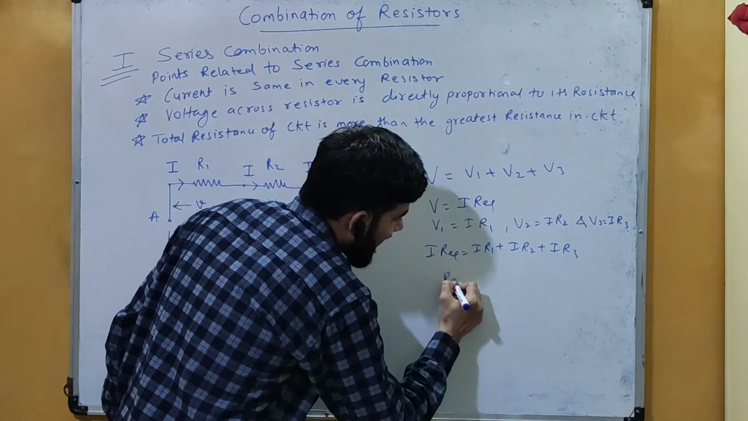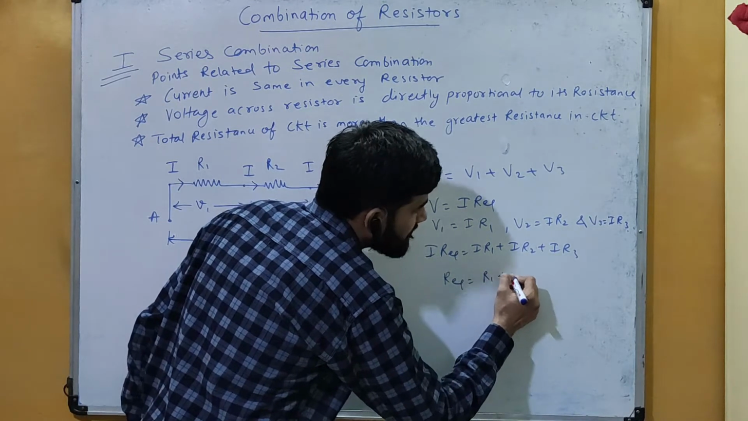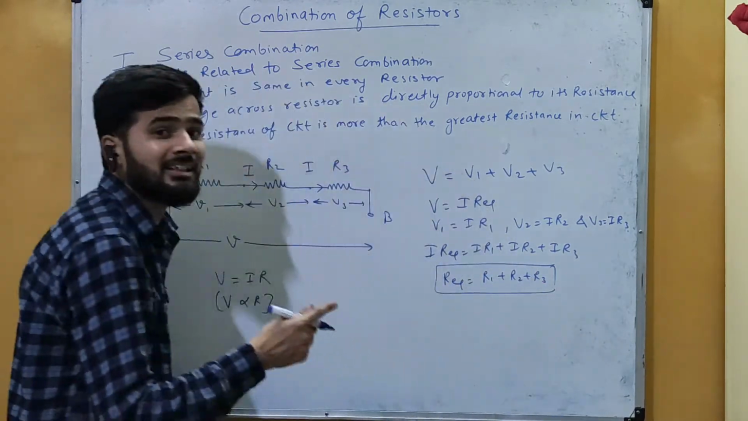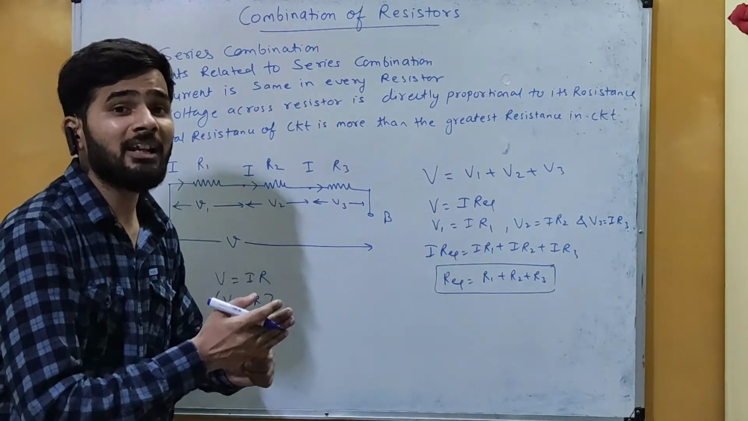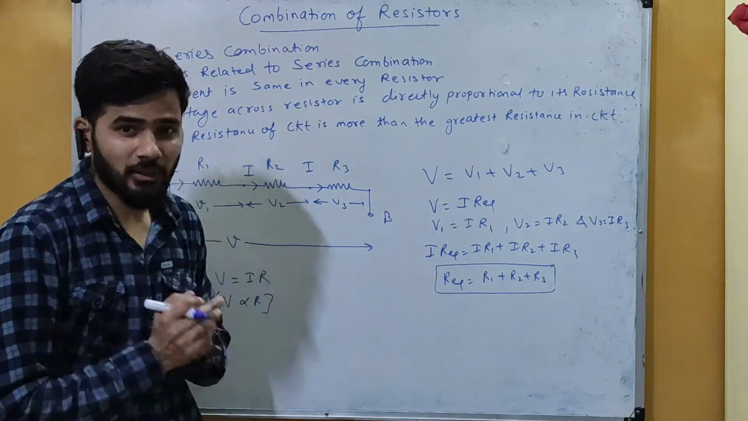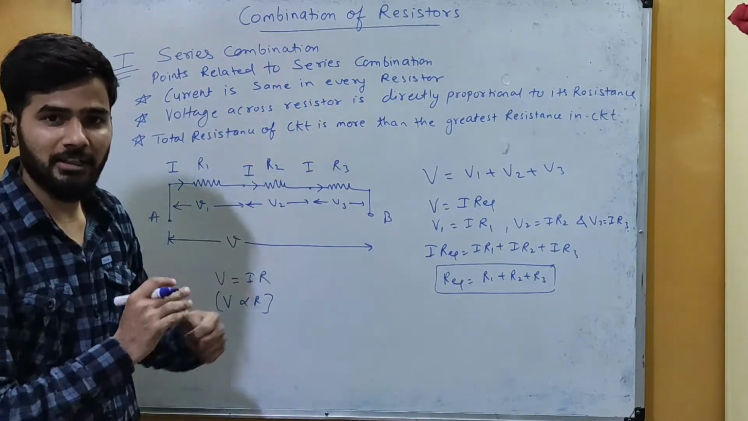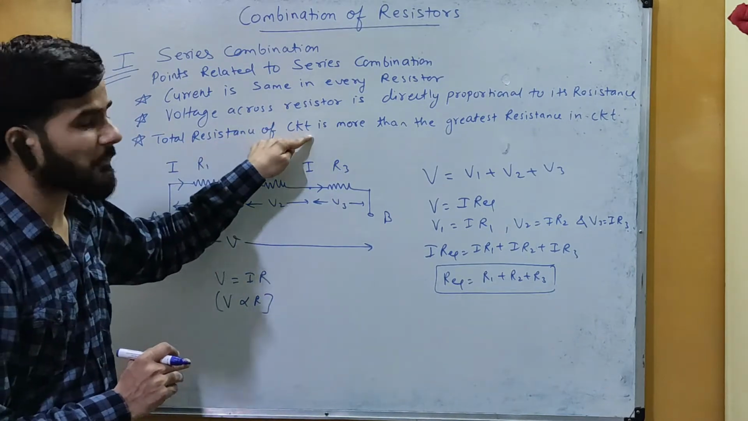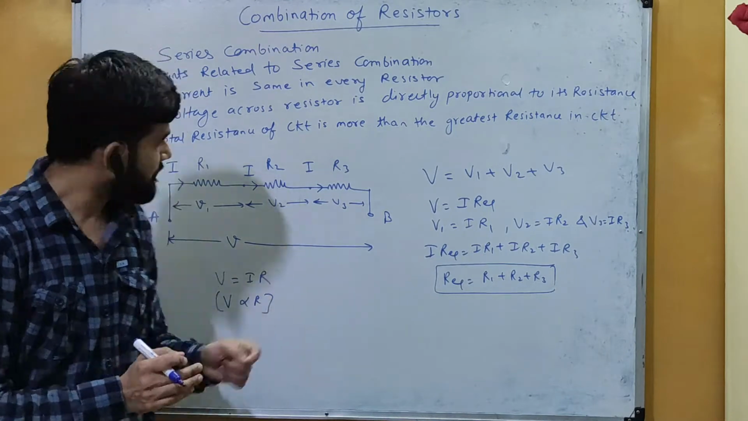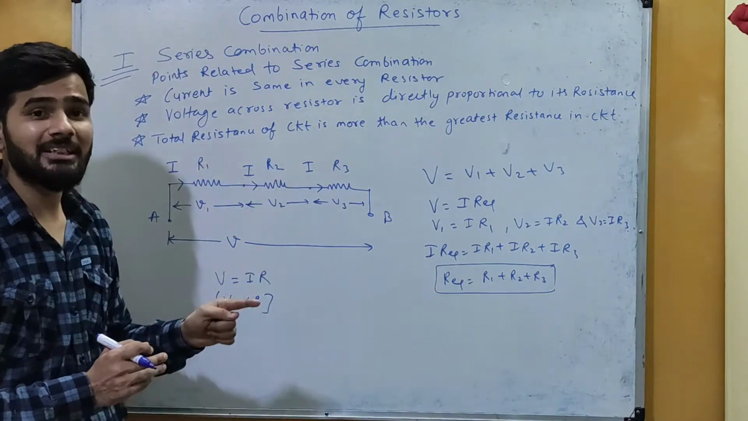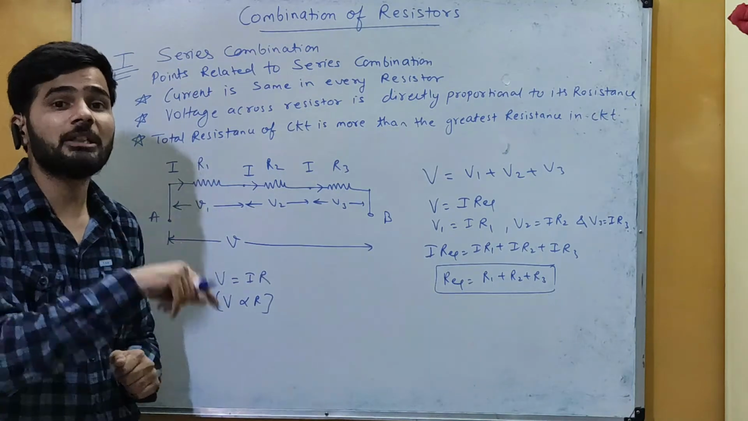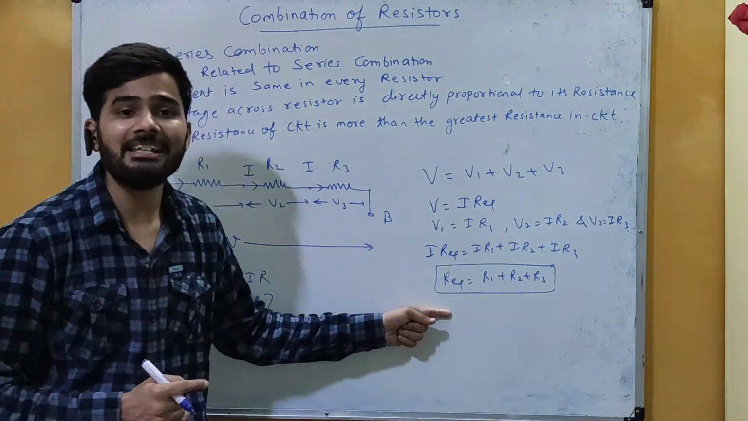So I can write here R equivalent is equals to R1 plus R2 plus R3. So this is the equivalent resistance of the combination when the three or a number of resistors are connected in series. Okay, now here we have third point, that is the total resistance of circuit is more than the greatest resistance in the circuit. मतलब यहाँ पर इन तीनों में से सबसे ज्यादा वैल्यू जो होगी इंडिविजुअल रेजिस्टेंस की, उससे भी ज्यादा किसकी वैल्यू होगी, इस R इक्विवेलेंट की.